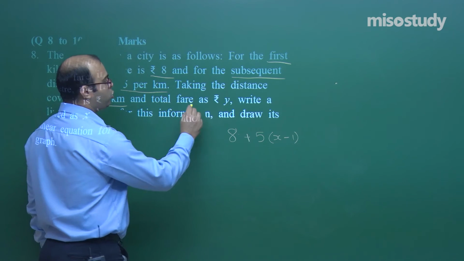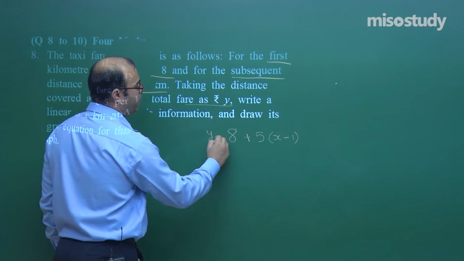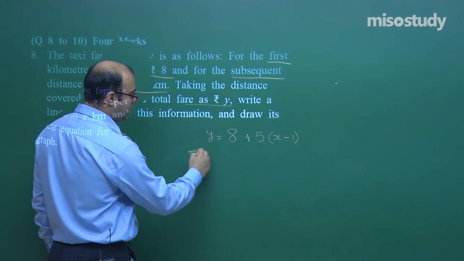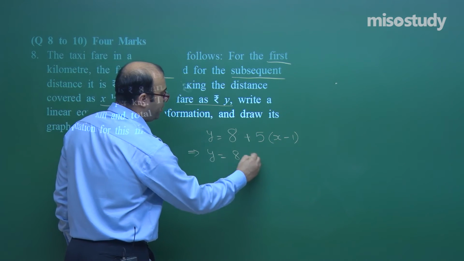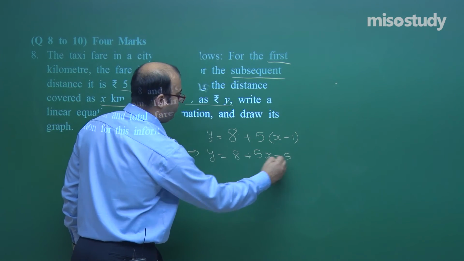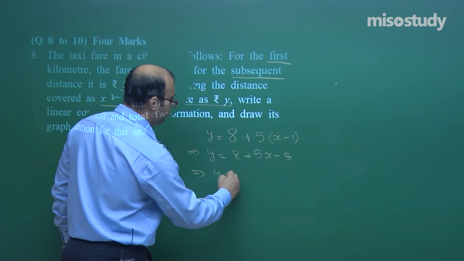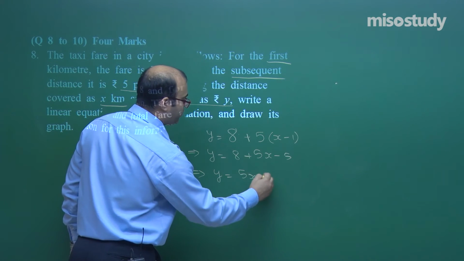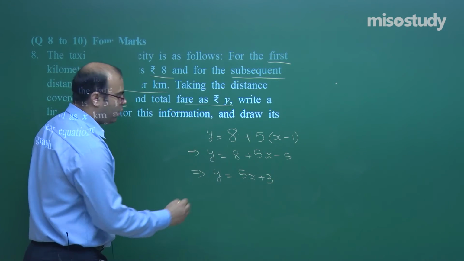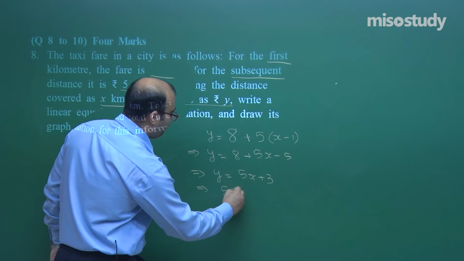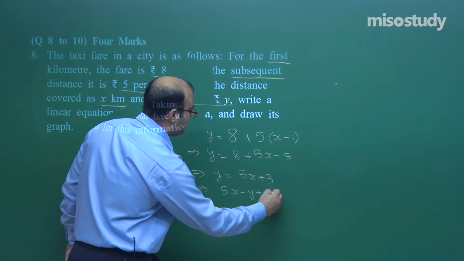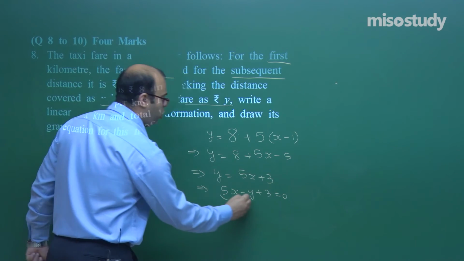Now they are saying that this total fare is y. So this should be equal to y, which implies that y is equal to 8 plus 5x minus 5, which implies y is equal to 5x plus 3, since 8 minus 5 is 3. So this is the linear equation. You can further write it as 5x minus y plus 3 equal to 0. So this will be your answer.